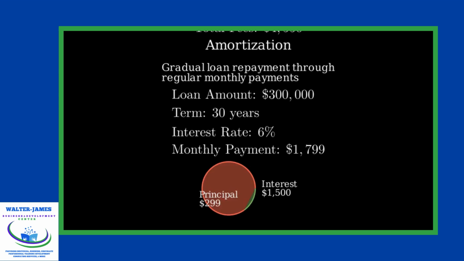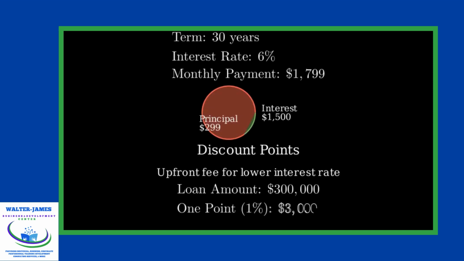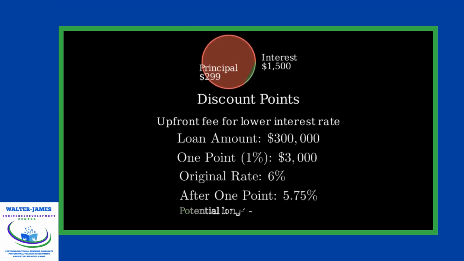Next, let's examine discount points. Discount points are fees paid directly to the lender at closing in exchange for a reduced interest rate. 1 point costs 1% of your loan amount. For example, on a $300,000 loan, 1 point would cost $3,000. Each point typically lowers your interest rate by 0.25%. So paying 1 point might reduce your rate from 6% to 5.75%, potentially saving you money over the life of the loan.